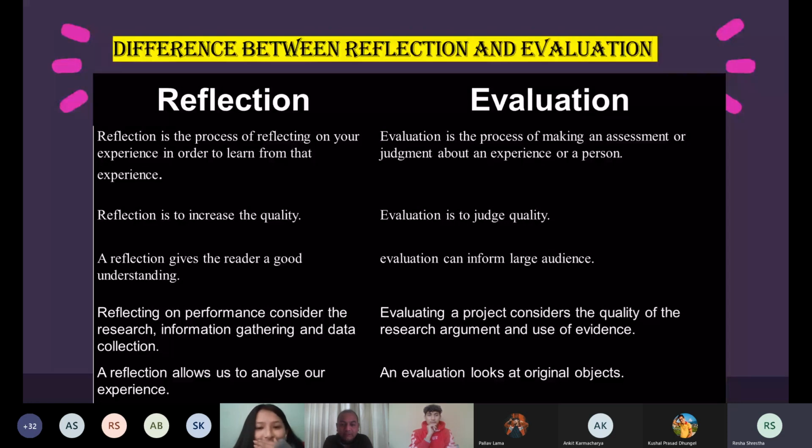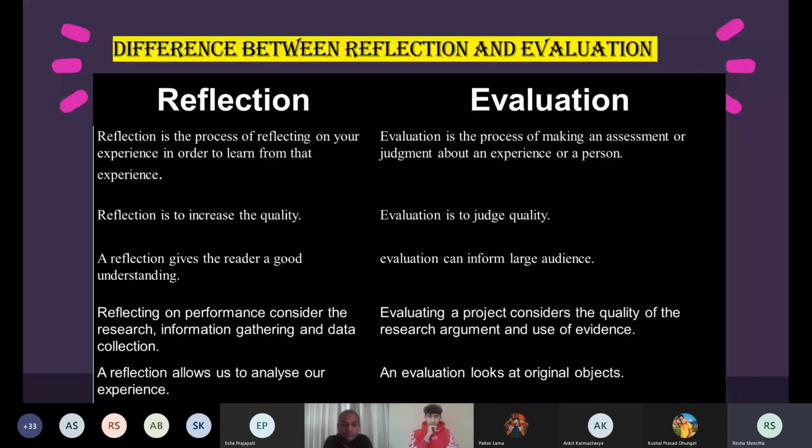Reflection is a process on your experience in order to learn from that experience. An evaluation is the process of making an assessment or judgment about an experience or a person. Reflection is to increase the quality, and evaluation is to judge the quality. A reflection gives a reader a good understanding of how you feel or what you think about the subject. Evaluation can inform a large audience about success, so we can use it to analyze our project or program.